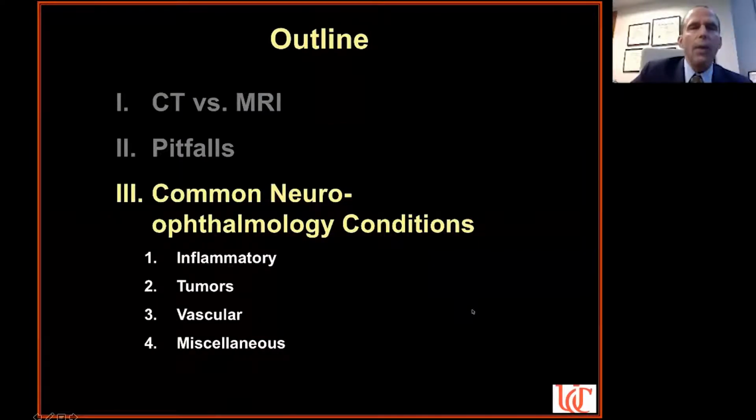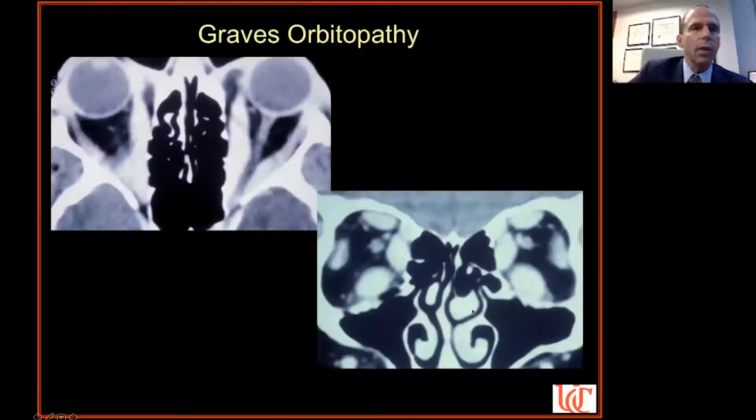So let's look at some common neuro-ophthalmology conditions that you will see. Graves' disease, we've seen this already. This is certainly probably the most common orbital condition you're going to see. You'll see these nice, very enlarged muscles. This is a contrast enhanced CAT scan. So you see the white bone, you see the white muscles from the contrast.